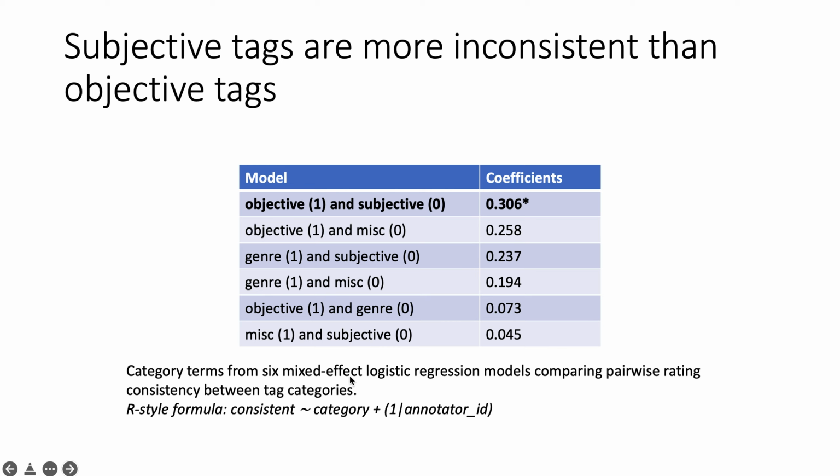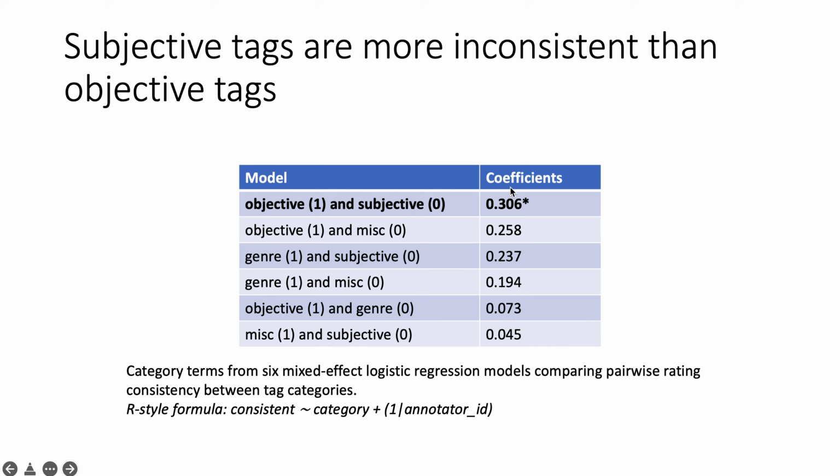We ran 6 mixed effect logistic regression models where our dependent variable was the binary variable indicating whether the rating was consistent with the mode rating for a given movie tag pair, and our independent variable indicated the category, and we also had the random effect of annotator ID, which we included because we wanted to take into account repeated measures for annotators. Each logistic regression was run on a separate dataset. For example, this one only consisted of objective and subjective tags, where objective tags were coded as 1 and subjective ones were coded as 0.